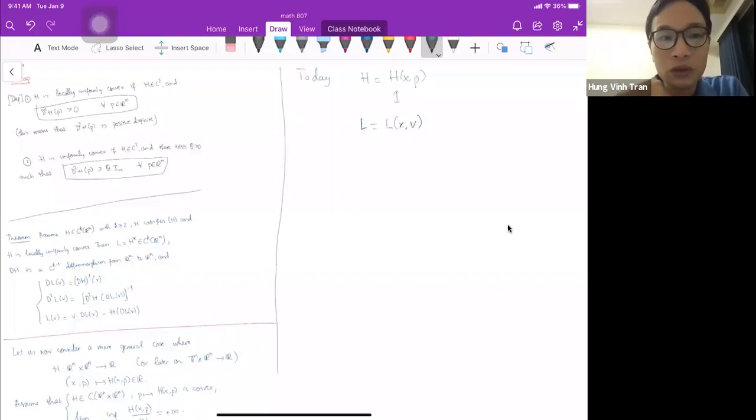Last week, in the three lectures, we were doing Legendre transforms, in which we only dealt with the Hamiltonian that depends on P only. In practice, we're going to need to deal with a Hamiltonian depending on space and momentum, and then a Lagrangian also depending on space and velocity. So that's going to be our object today. I will discuss that with you.